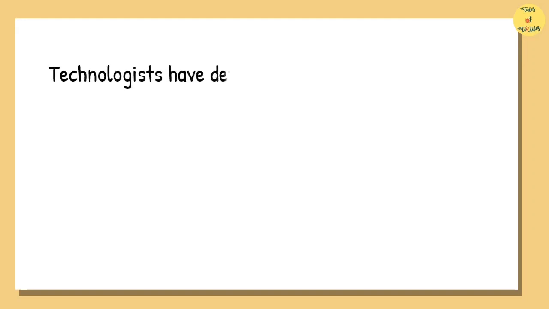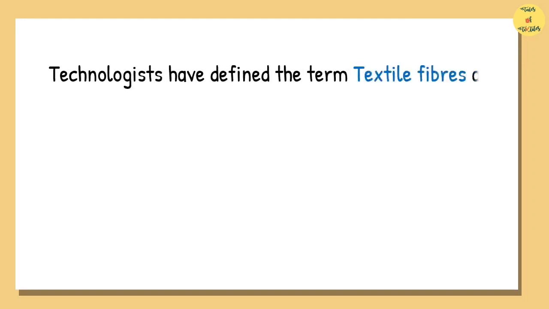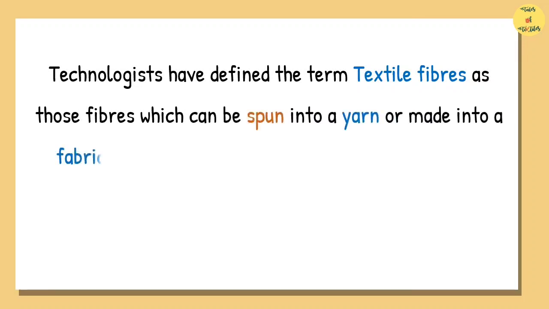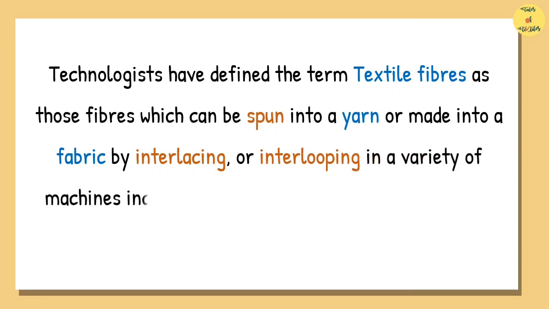Technologists have defined the term textile fibers as those fibers which can be spun into a yarn or made into a fabric by interlacing or interlooping in a variety of machines including weaving, knitting, braiding, felting, bonding, etc.